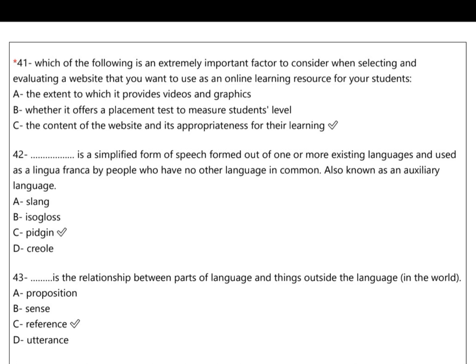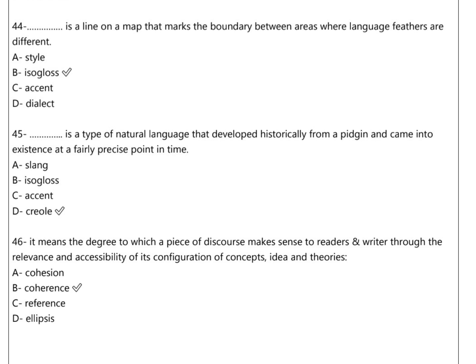43. Is the relationship between parts of language and things outside the language in the world. A. Proposition. B. Sense. C. Reference. D. Utterance.